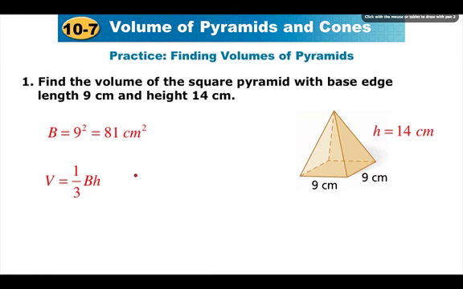Apply the formula: 1/3 times the area of the base times the height. This is the area of the base. The height is 14. Simplify this. You get 378 cubic centimeters. Number 2.